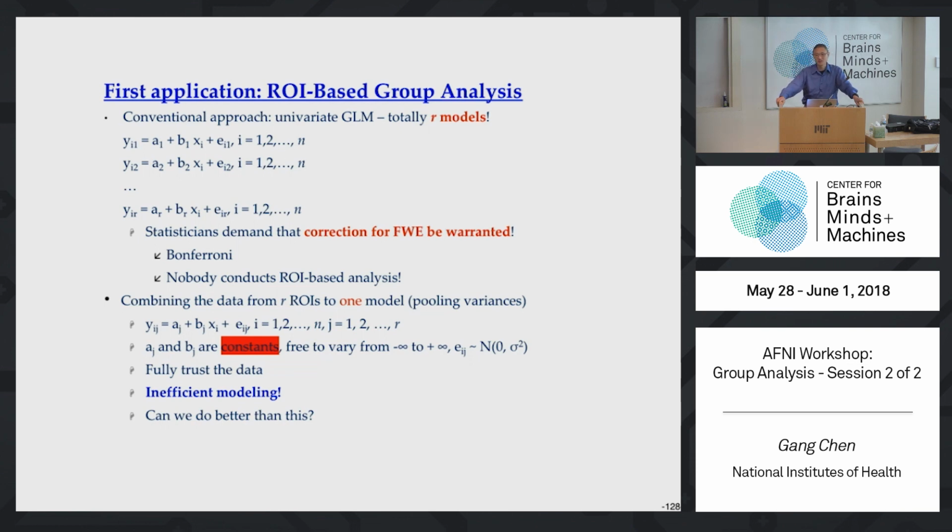So that's our starting point. Suppose we just have 20 ROIs. In this case, actually, I believe it's 21 ROIs in this real example. So what can we do better?